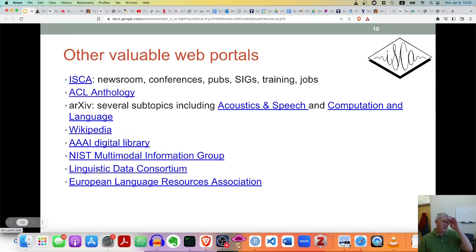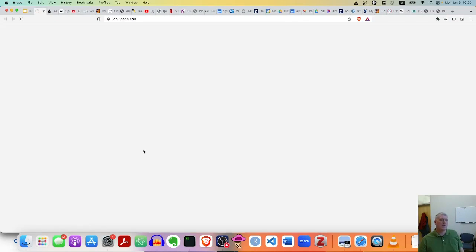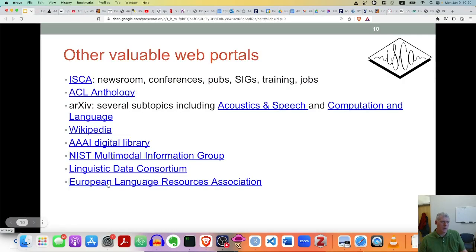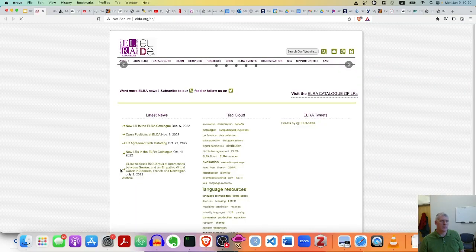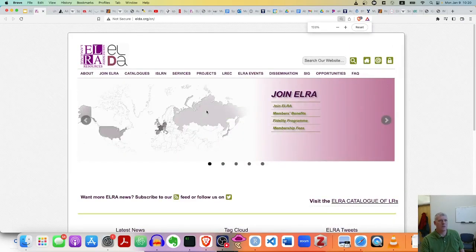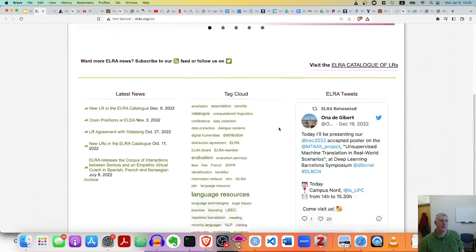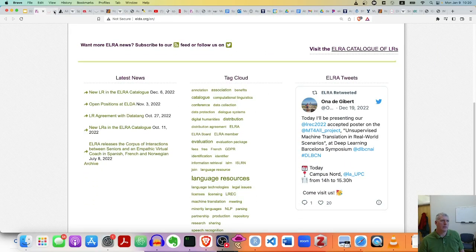The bottom two here, the Linguistic Data Consortium, is kind of a clearinghouse or a digital warehouse of all sorts of language corpora, not just speech, but they do have many speech corpora available there. It's taking a bit to load. Let me show you the ELRA, the European Language Resources Association, another source for language data. Going back to LDC, which is taking a while to load here.